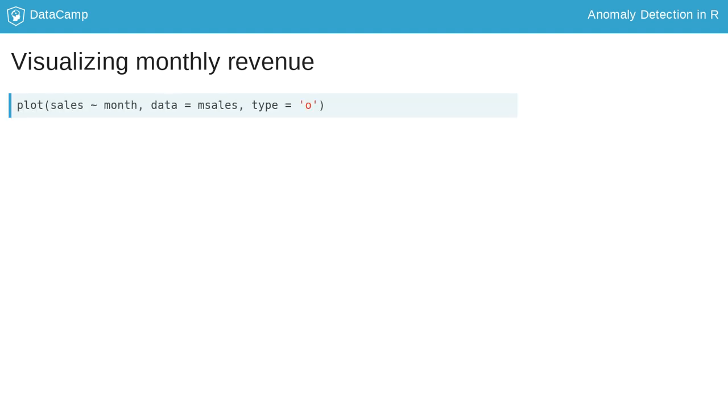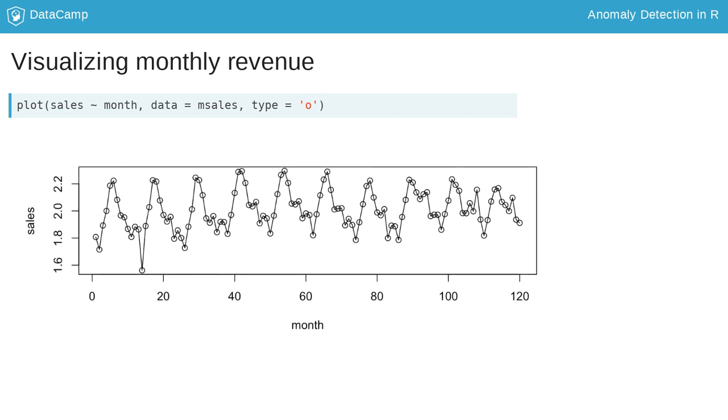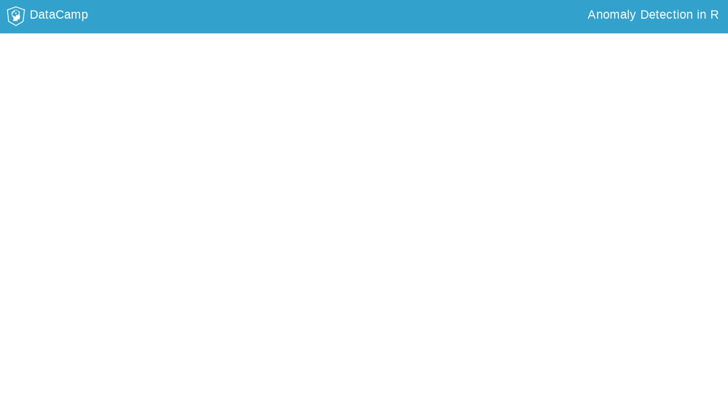The plot function can be used to generate a time series plot. The first argument is a formula that specifies sales as the y-axis variable and month as the x-axis variable. The argument type equals O results in a plot with points connected by lines. The plot shows a clear seasonal pattern that repeats every 12 months. What's more, there is an unusually low revenue value at month 14 that might be considered an anomaly.